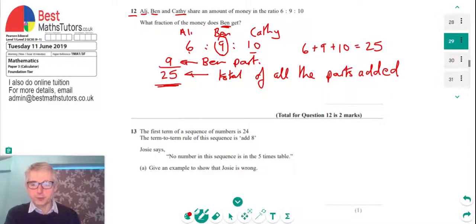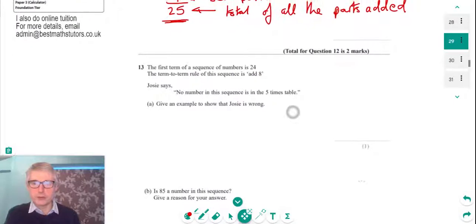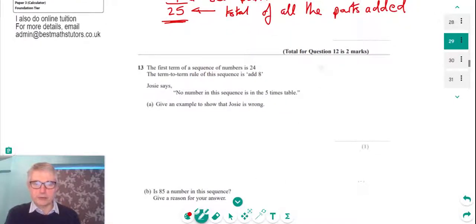So now if we move on to question 13, this is a question about sequences. So a sequence is a series of numbers, and so for example we might have 5, 10, 15, that's a sequence. So each time I'm adding 5 in this case. And in the question that we've been given, we're told that the first term in a sequence is 24. And the term to term rule is to add 8 to each term in the sequence to get the next one.